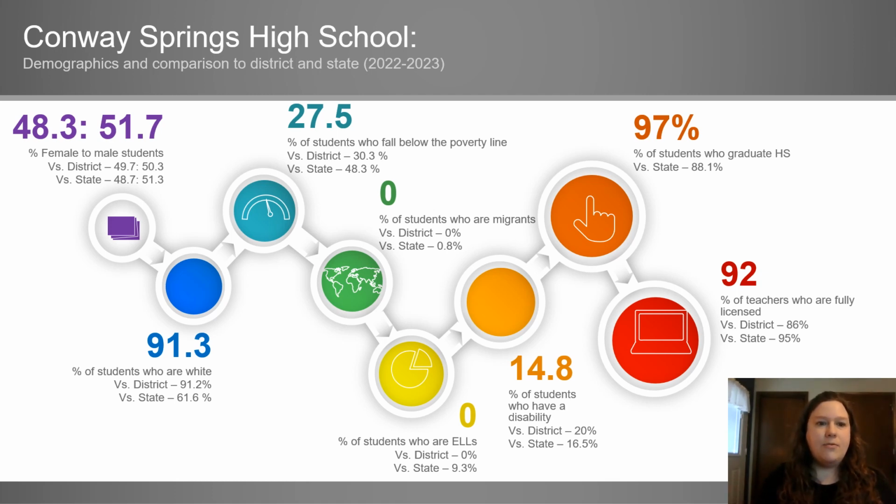So to start off with, in the purple over here, we have our ratio of female to male students. And you can see that the numbers from the high school to the district to the state are really pretty similar. It's almost an even split. No big changes there. In the blue, we have our percentage of students who are white.